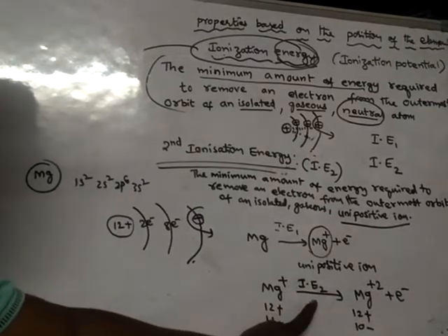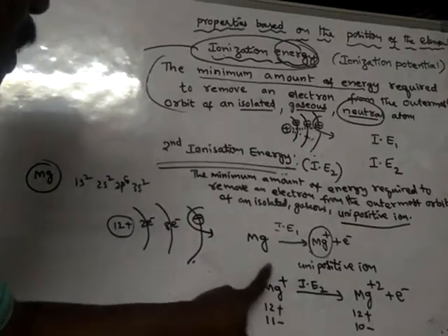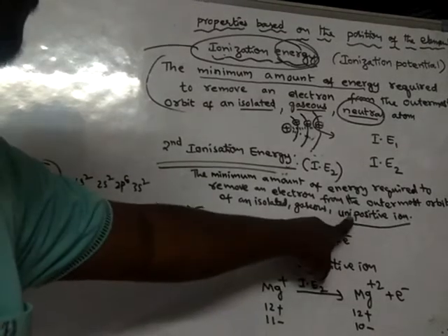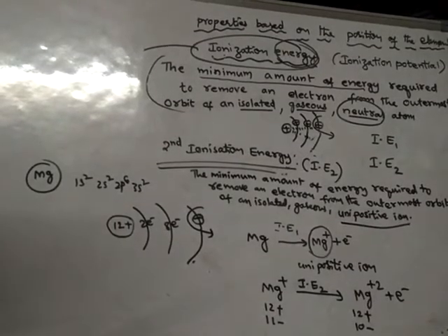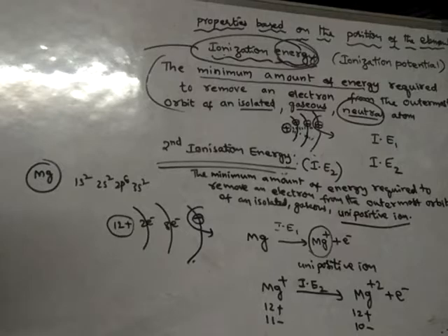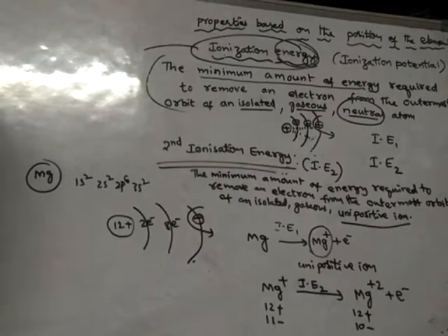I will spend second ionization energy to remove an electron from the unipositive ion. To define second ionization energy, I have to use the word unipositive ion, because I am taking the electron from the unipositive ion. The first electron is taken out from the neutral atom, but the second electron is taken from the unipositive ion, because by the time I take the second electron, that atom has been converted into a unipositive ion. So the first and second ionization energy can be defined like this.